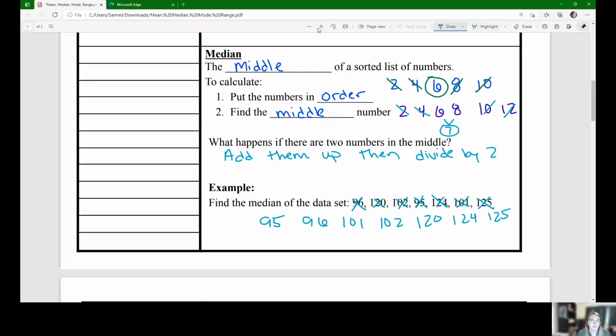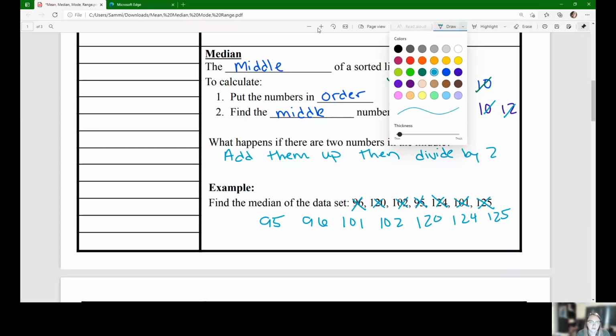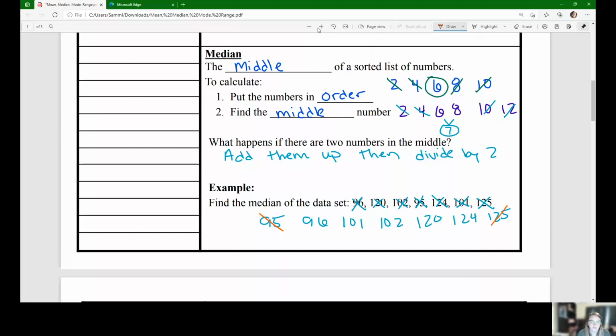So let's go through and see if we can find the median. Let's cross out with orange. Cross out one at the beginning, cross out one at the end, another one on the left, another one on the right, on the left, on the right. And we're lucky that we have 3 equally on both sides. We had an odd number of data points. Our median is 102.